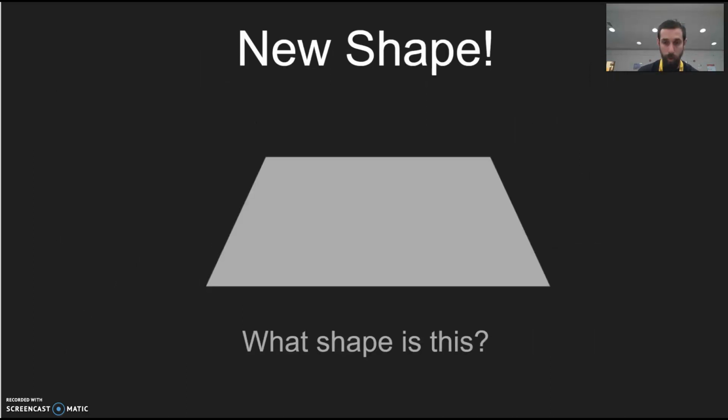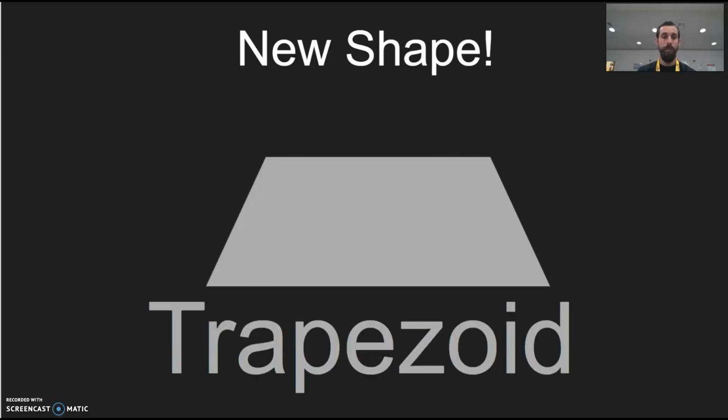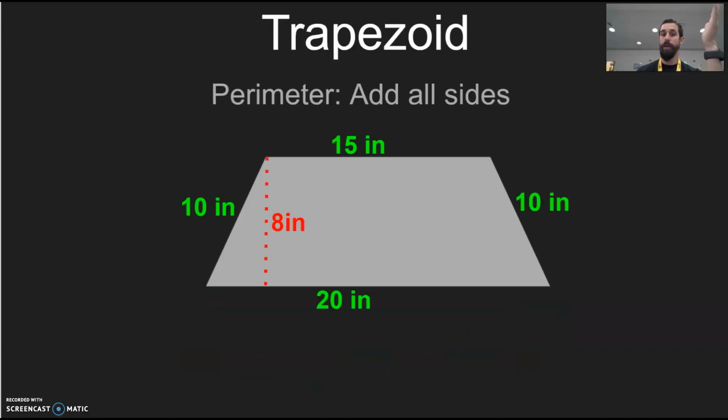Here's your new shape. Do you know what this is? If you said trapezoid, you got it right. Good job. We should know this. We went over it on Monday, but trapezoid is what this shape is called. Now, we're going to start off with perimeter. Any ideas of how to find the perimeter of this shape? Yes, you got it. Add all the sides.